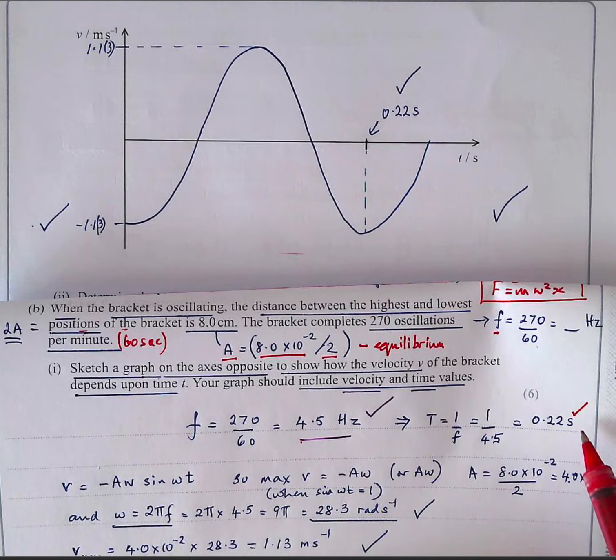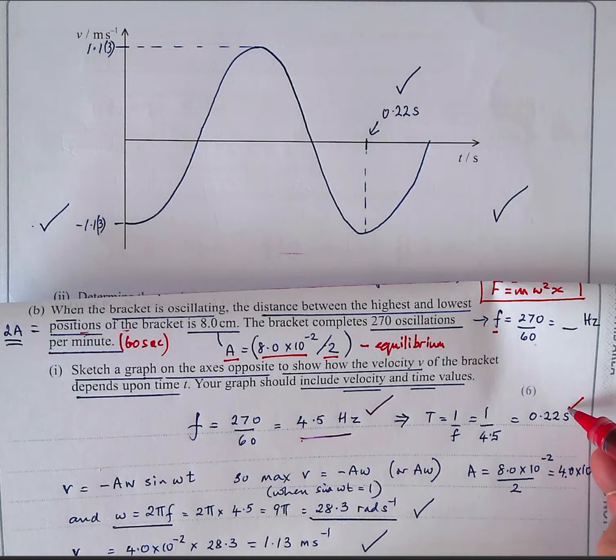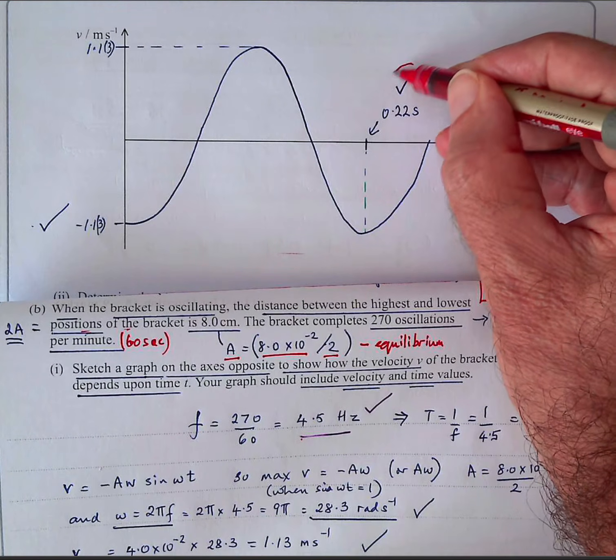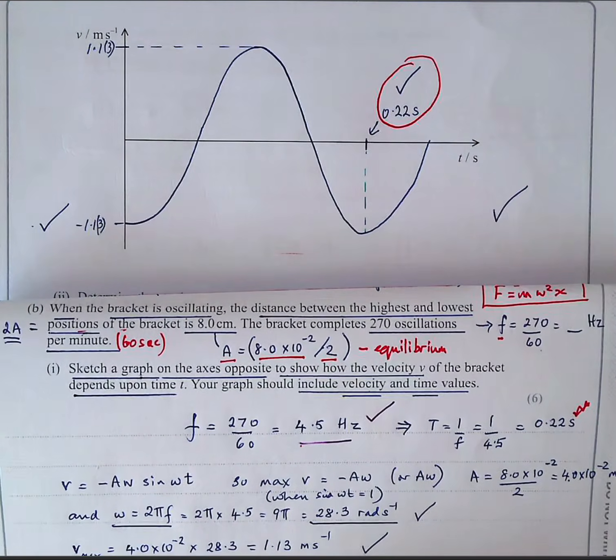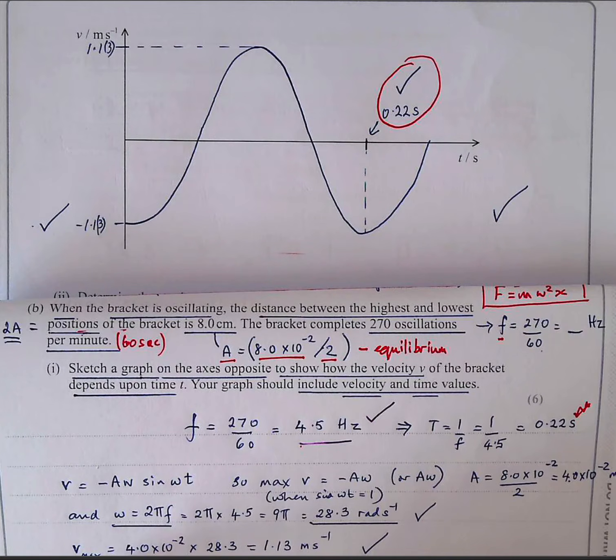I don't think you get a mark for the 0.22 seconds here. You get it from putting the 0.22 seconds on your graph. Once you do that, you've worked out the omega, you get a mark for that, and then you can work out that V equals A omega, the maximum value.